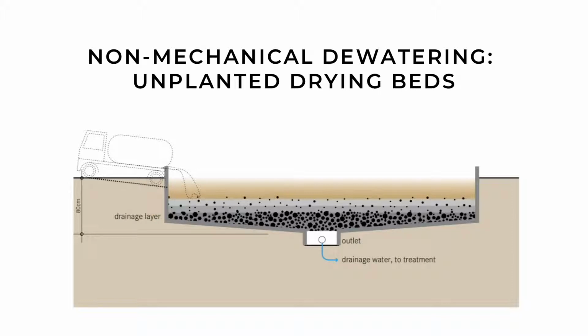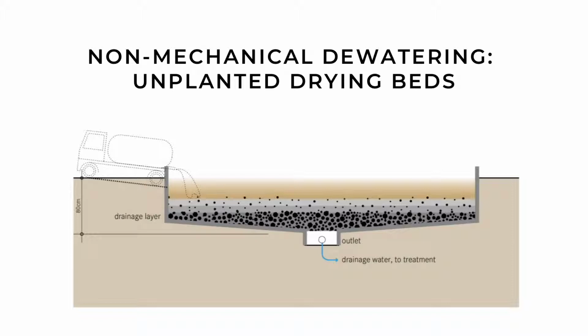These are simple, permeable beds whose bottom is lined with perforated pipes to drain the leachate that percolates through the bed. On top of the pipes are layers of gravel and sand that support the sludge and allow the liquid to infiltrate and collect in the pipe.